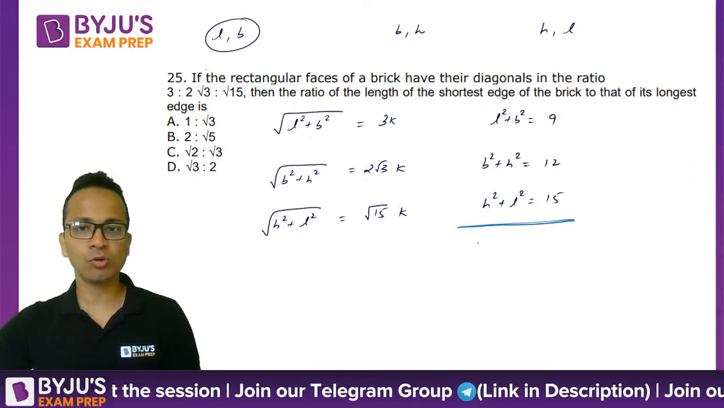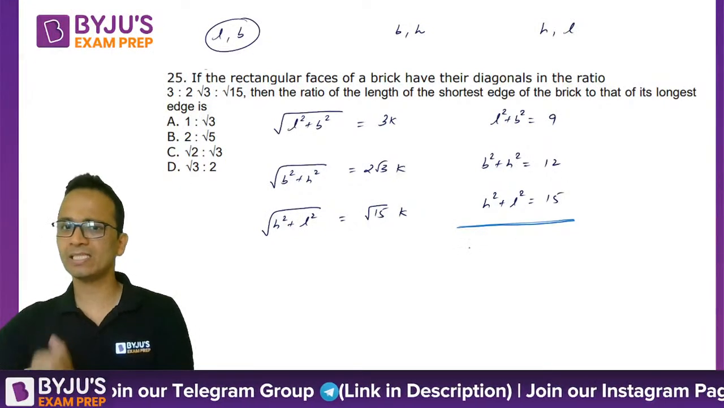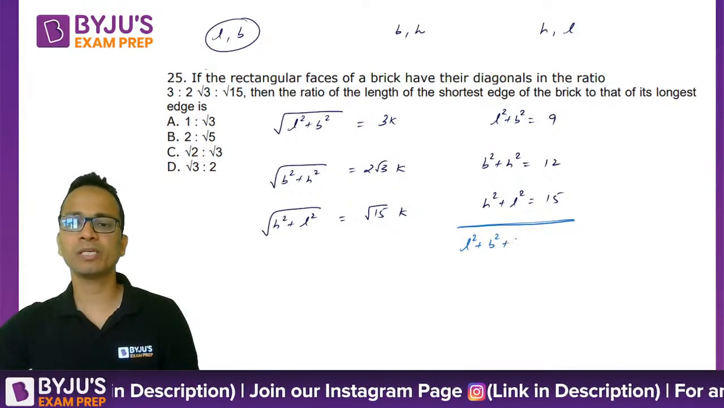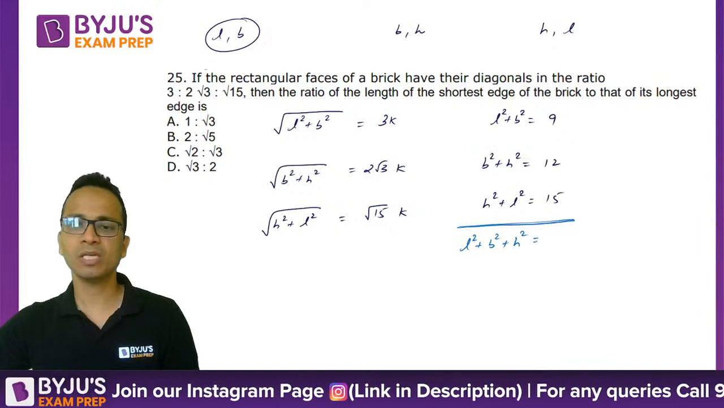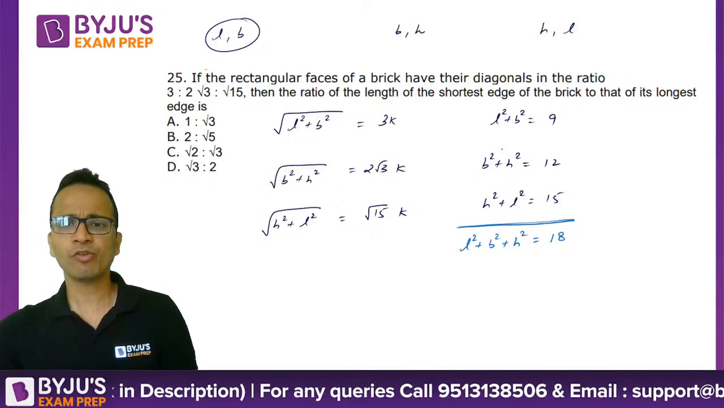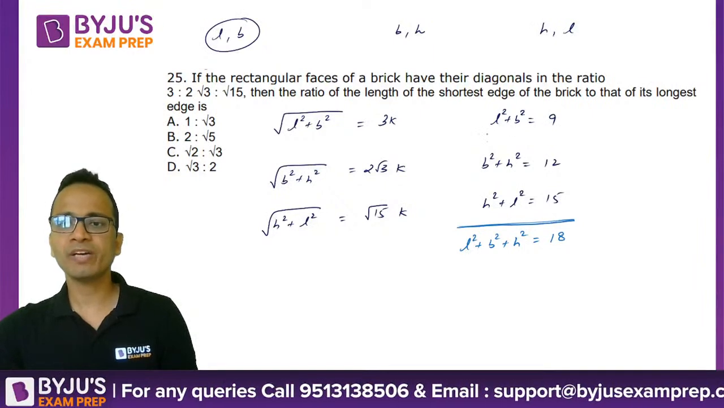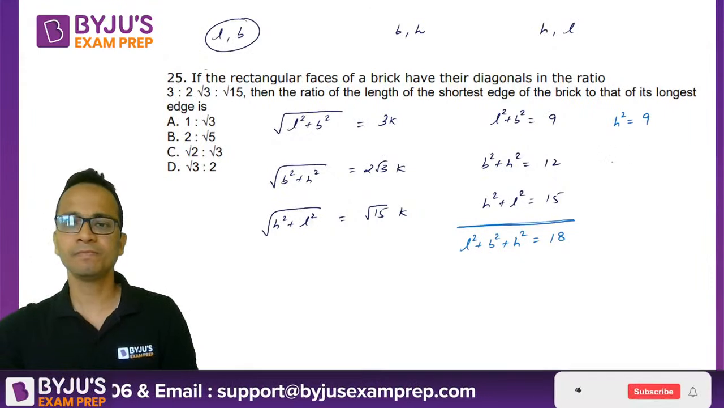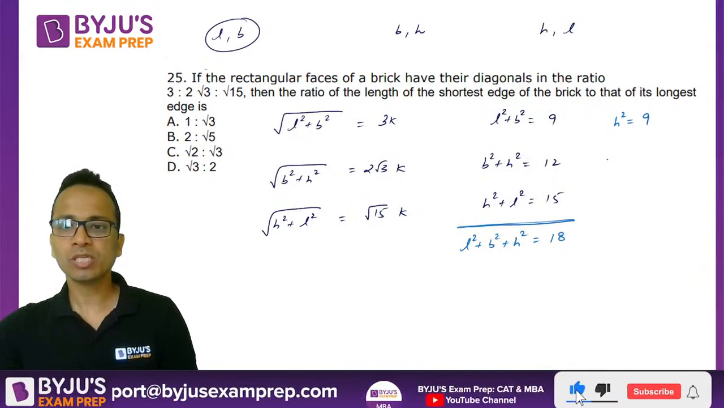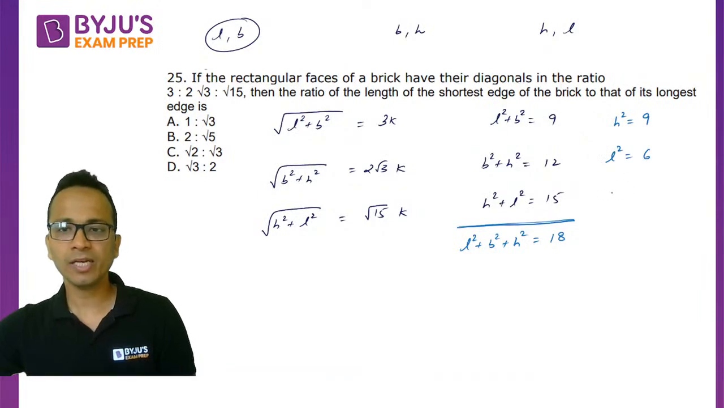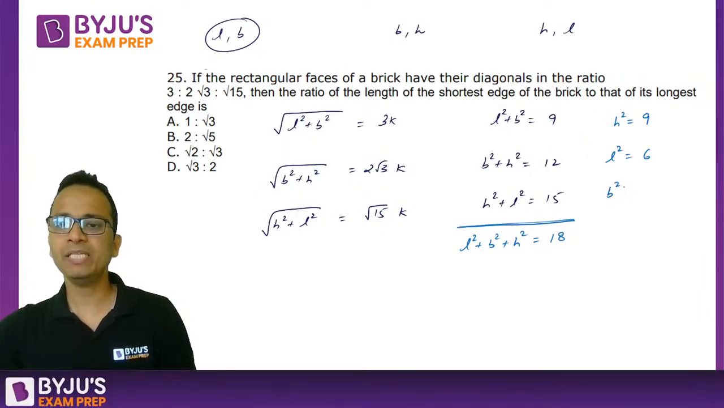So we will consume the half, cancel it. Okay, so it will be l square plus b square plus h square is equal to 36 upon 2, that is 18. Okay, from here, using the first equation, l square plus b square gives the value of h square as 9. Using the second equation, the value of l square will be 6, and using the third equation, the value of b square will be 3.